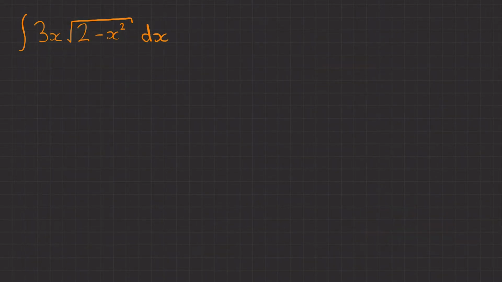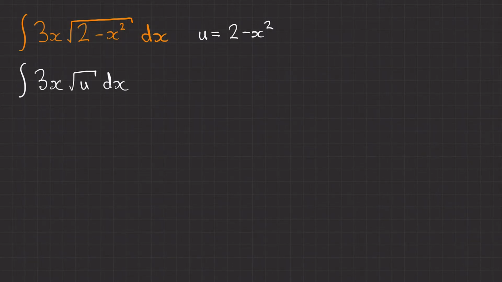Last question before I give you your first set of questions to try yourself. We've got this integral here. We've got the function in a function. So our u value will be 2 minus x squared. Substituting that u into this integral, so we'll have the integral of 3x root u dx. Now I don't like using square root notations in this. I find it much easier to write these in terms of powers. So I'll rewrite this as 3x u to the half dx.